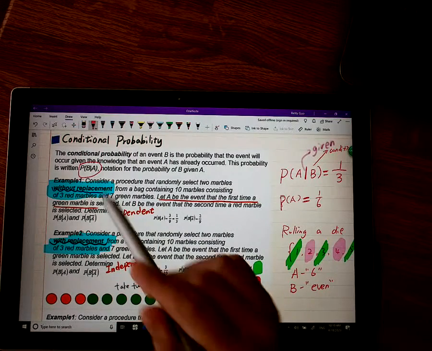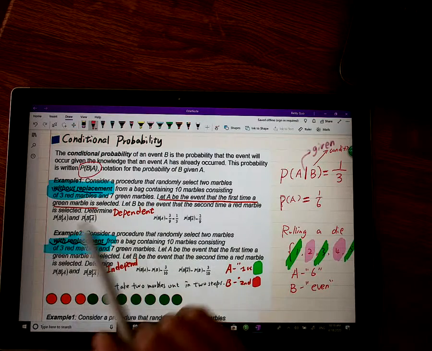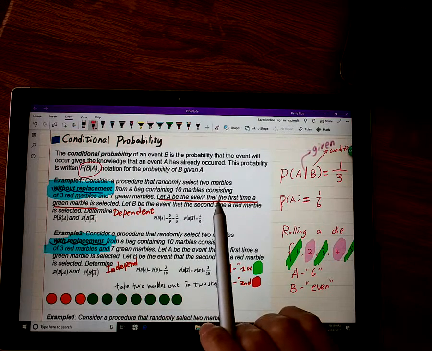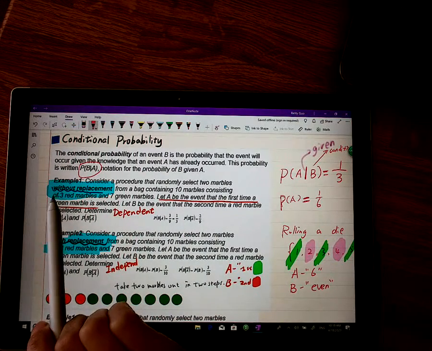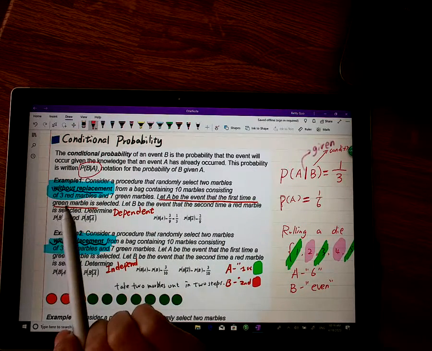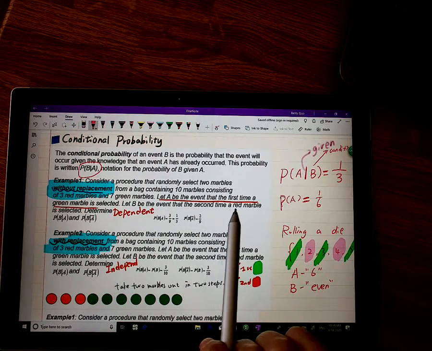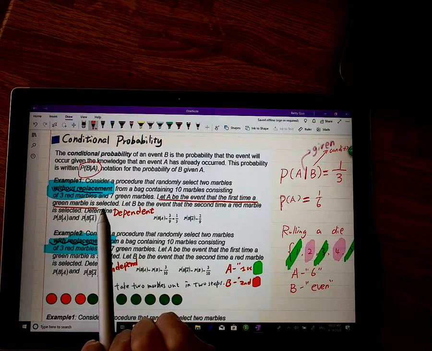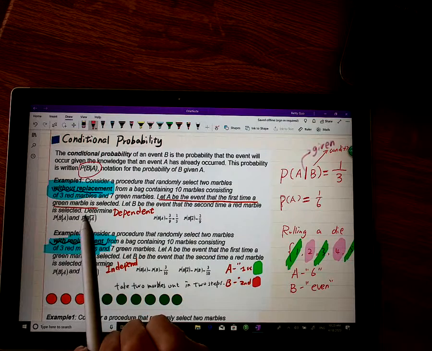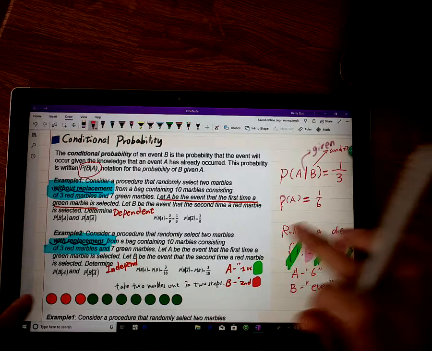I think we are going to talk about two examples, and you would have a better understanding of conditional probability here. Example 1. Consider a procedure that randomly selects 2 marbles without replacement. Here the keywords are without replacement, from a bag containing 10 marbles consisting of 3 red marbles and 7 green marbles. Let A be the event that the first time a green marble is selected. Let B be the event that the second time a red marble is selected. Determine P of B given A and P of B given A bar.